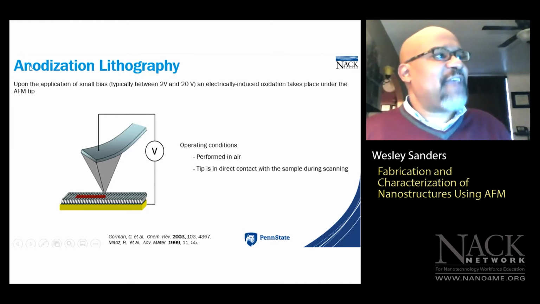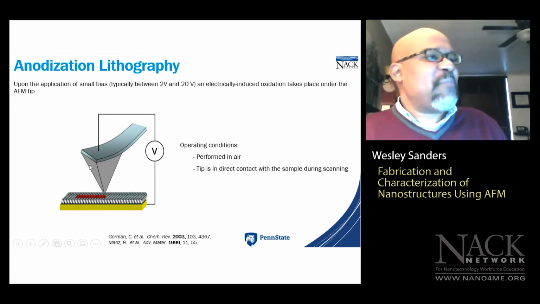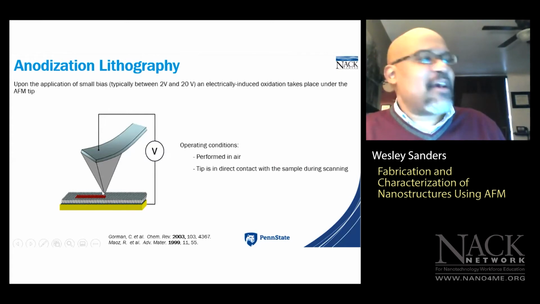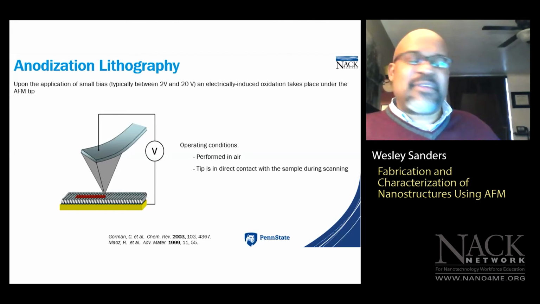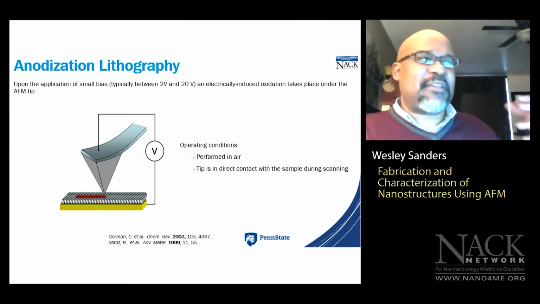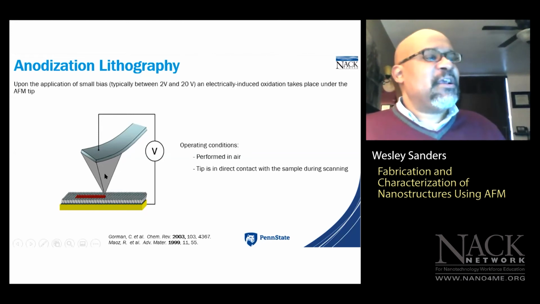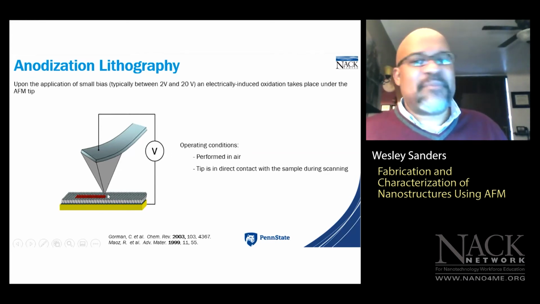But in the case of anodization lithography, you're making direct contact with the sample. Okay, you're making direct contact with the sample surface, and you're performing this technique in air under ambient conditions, right? Well, previously with electrochemical DPN, you needed a fluid cell and an electrolyte, okay? So according to reports, we generally use between 2 and 20 volts in order to facilitate oxidation of the substrate directly under the AFM tip.